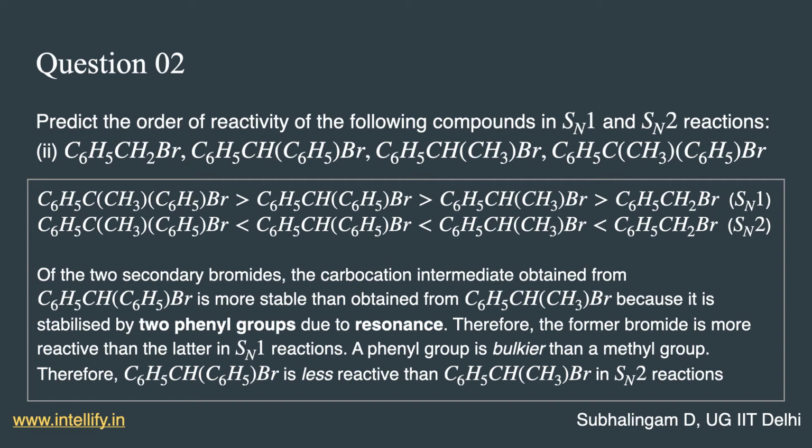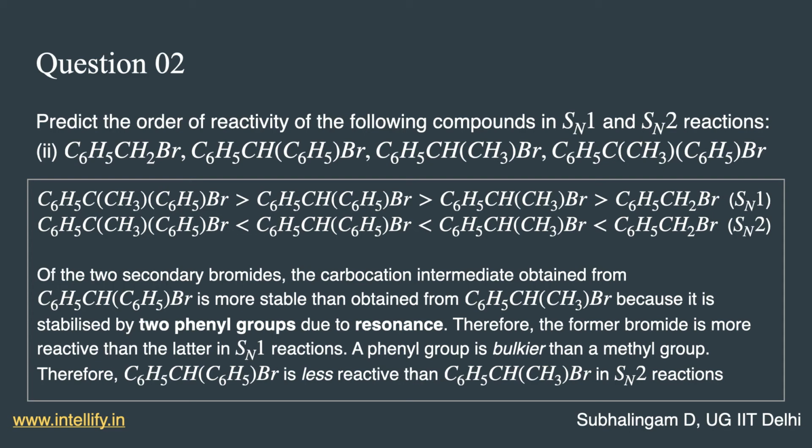And I would like to tell something here. Resonance is a more stabilizing factor than inductive effect. That is, if you have resonance and inductive effect, resonance stabilizes a carbocation more than an inductive effect. And obviously, you have to look at which resonance it is, either plus R or minus R. And if you have a fight between resonance and inductive effect, this is the point: resonance wins. Therefore, the former bromide is more reactive than the latter in SN1 reactions.